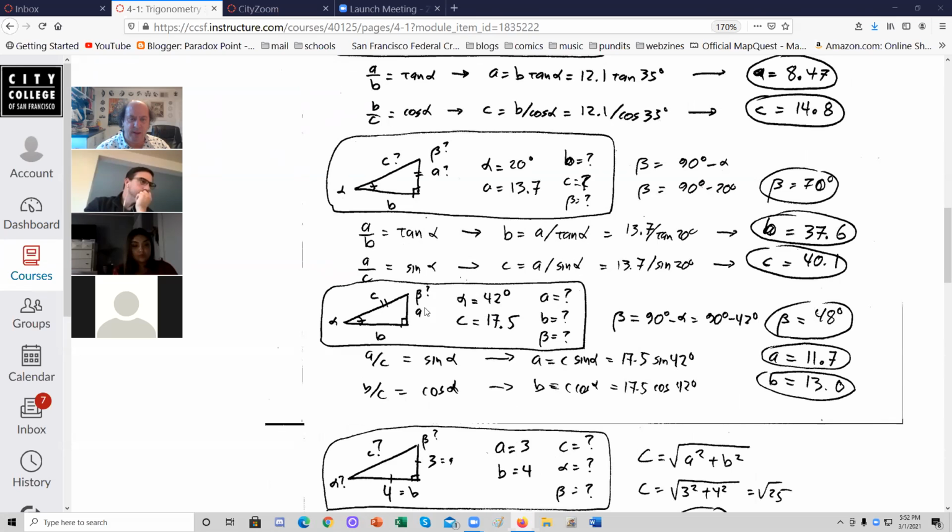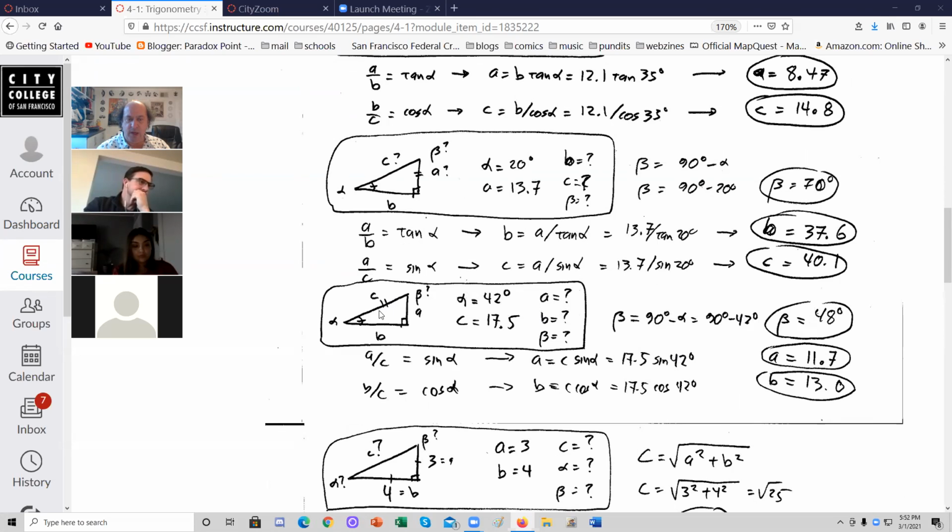Here we're given A is known, alpha is known at 42 degrees. C is given to us at 17.5. What's A, what's B, what's beta? Well, all right, beta is the complement of alpha. 90 degrees minus 42 degrees makes 48 degrees for angle beta.